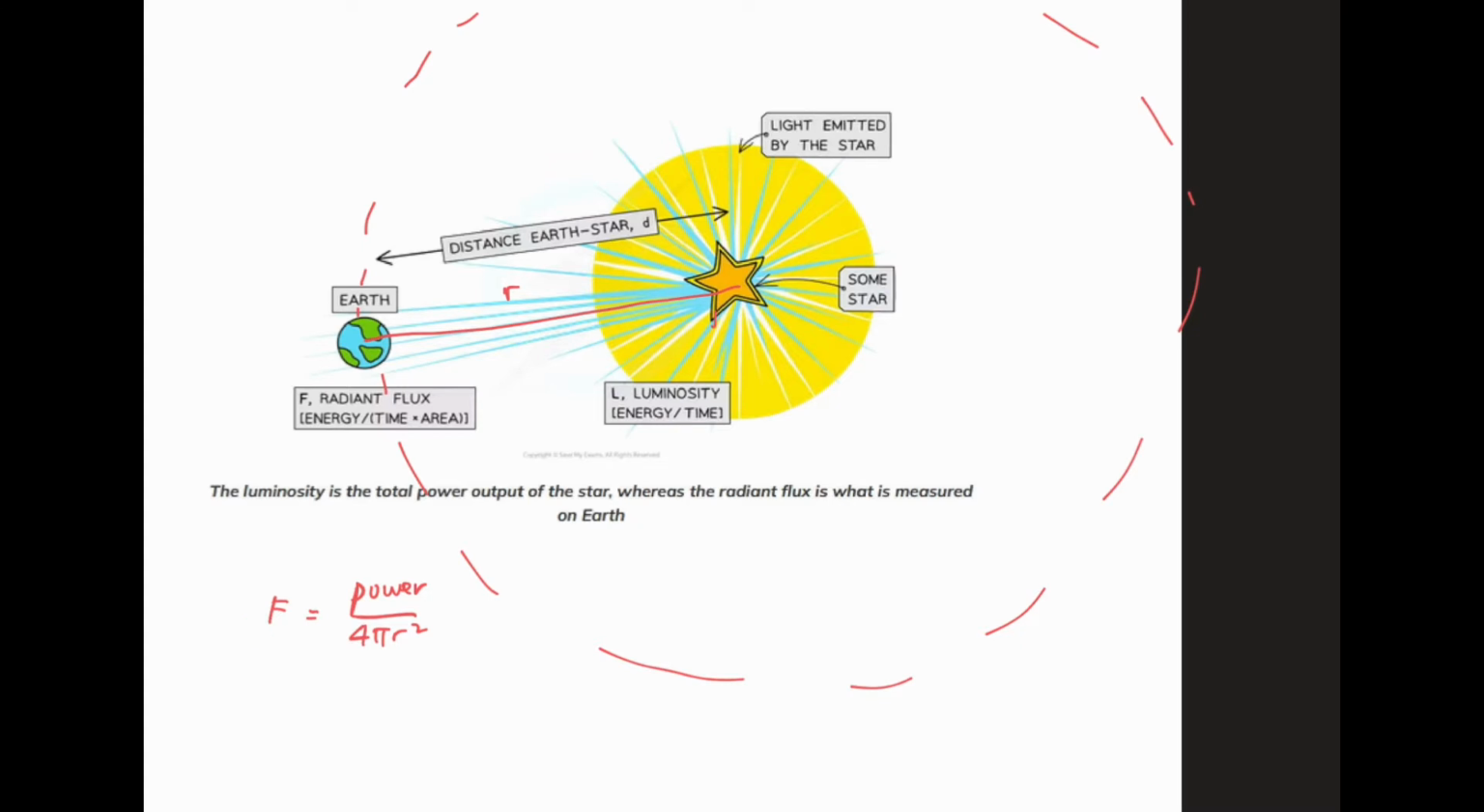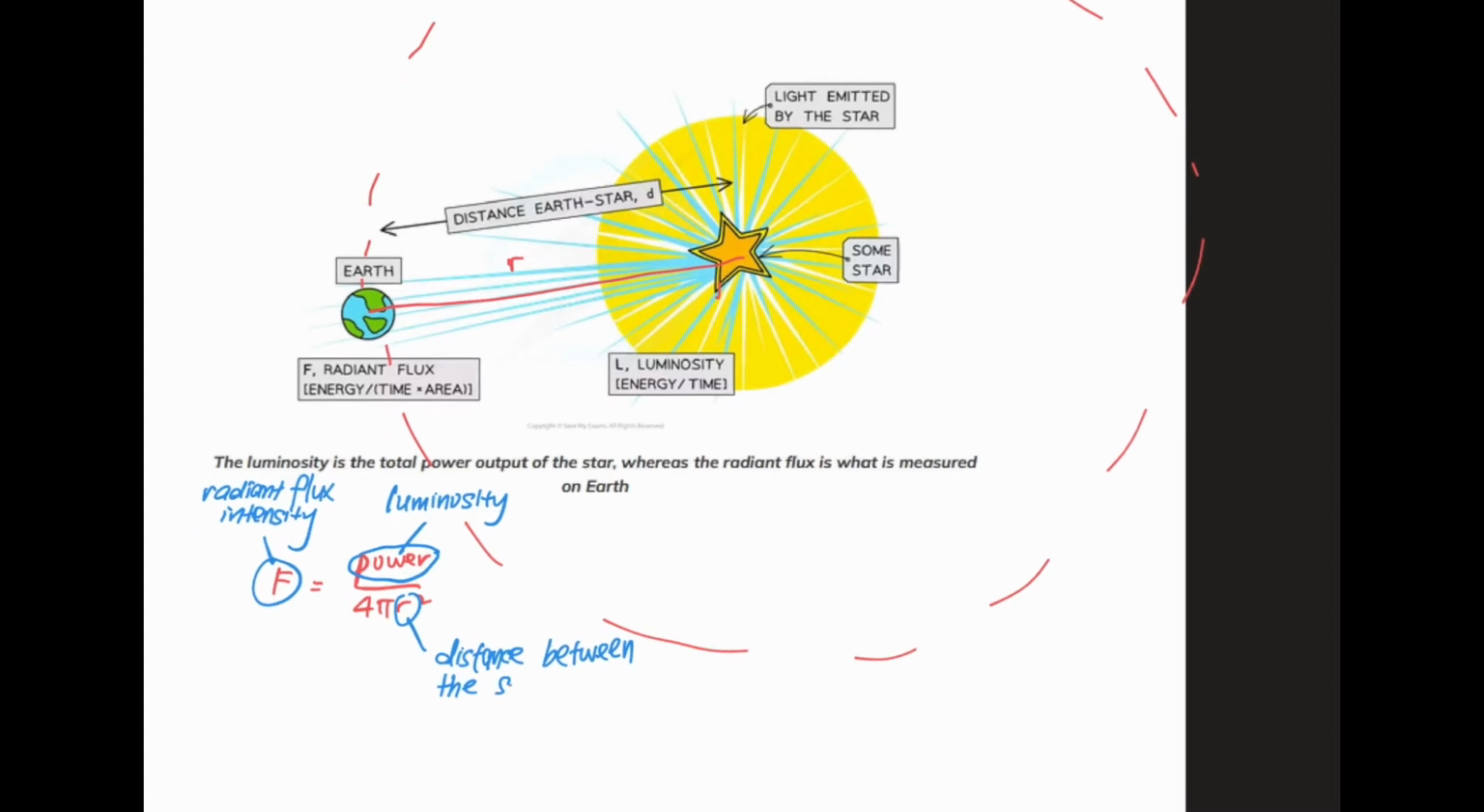So remember, what we have on top is the luminosity. This is the radiant flux intensity. This is the distance between the star and the Earth.